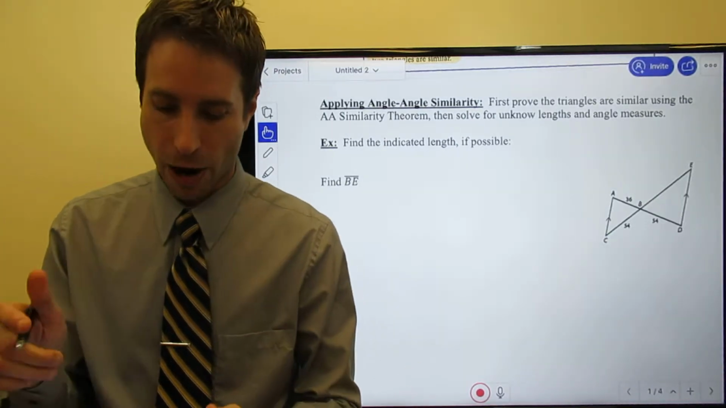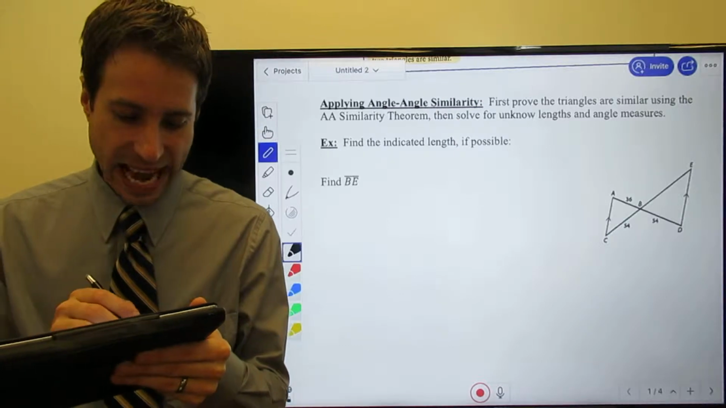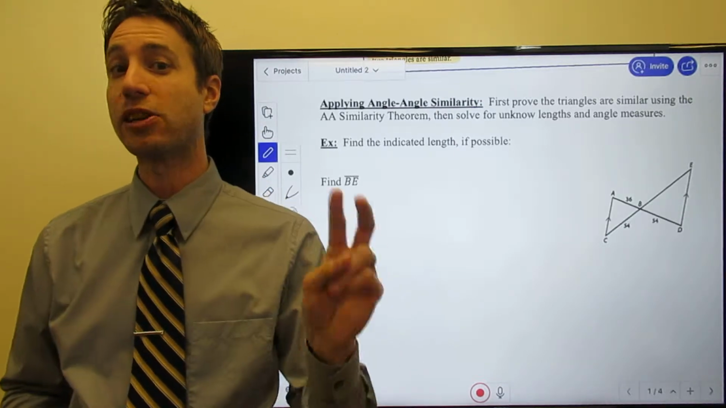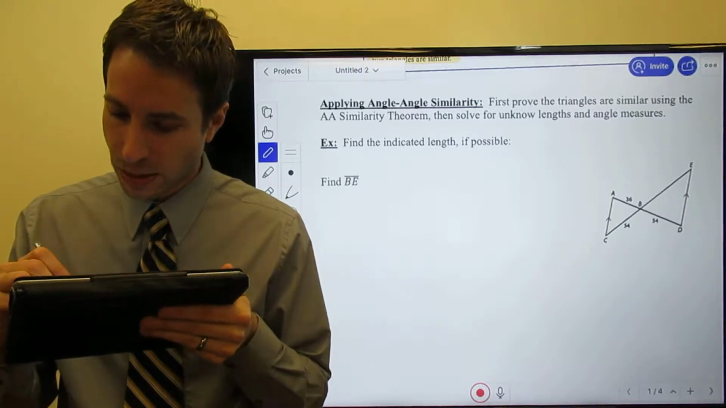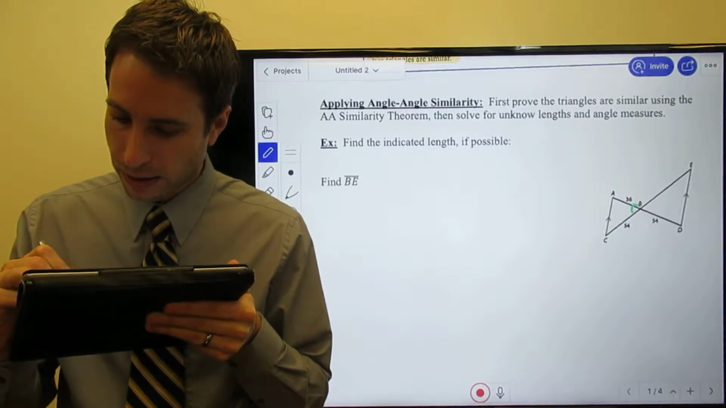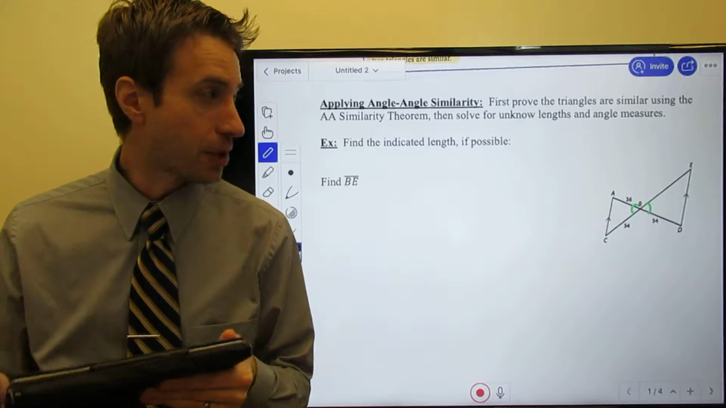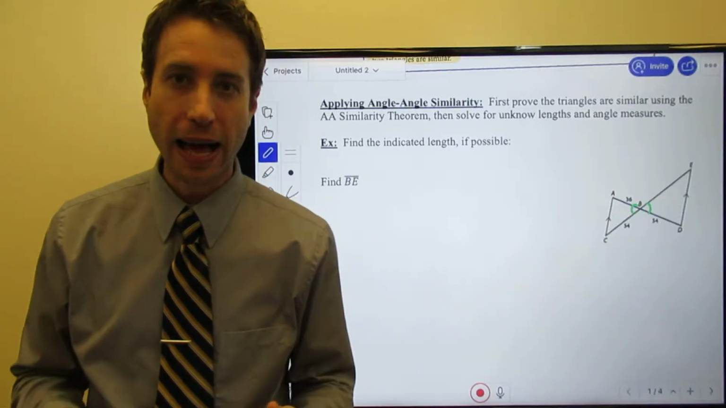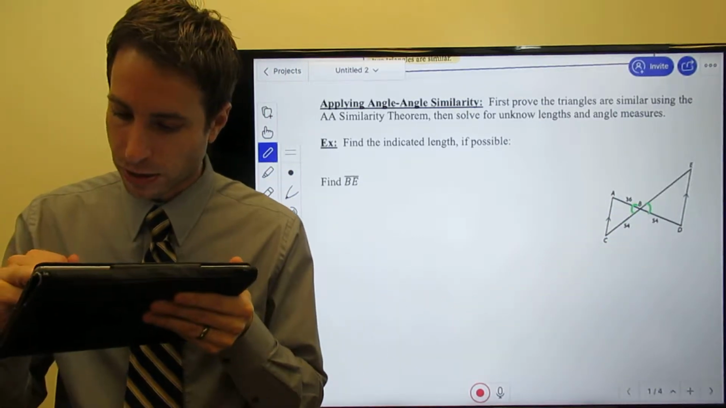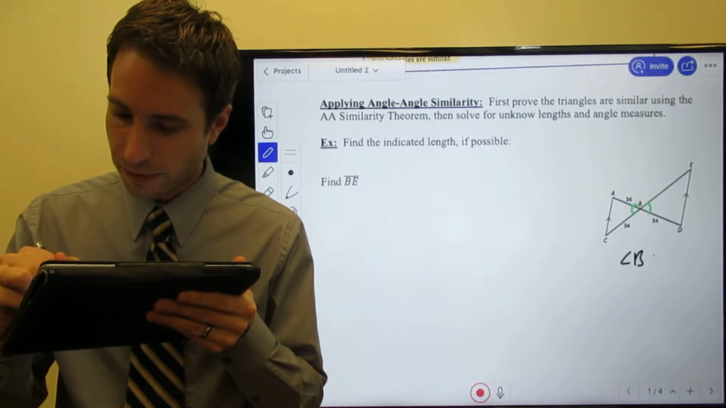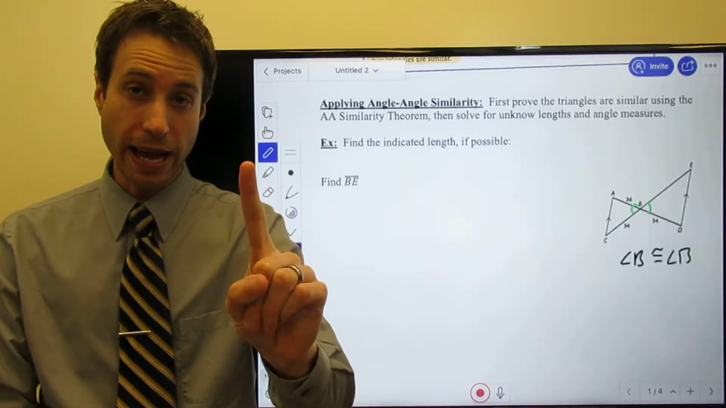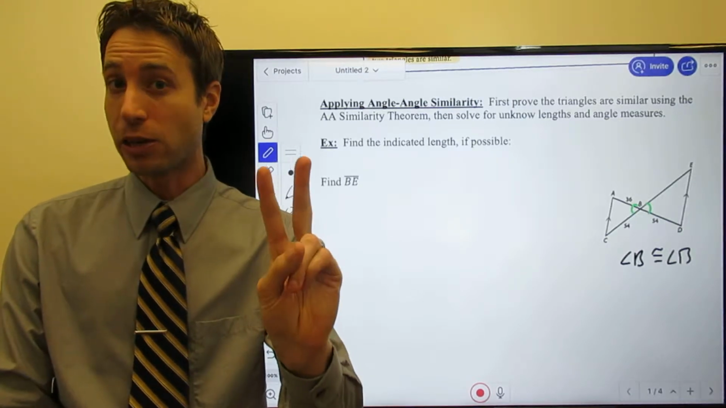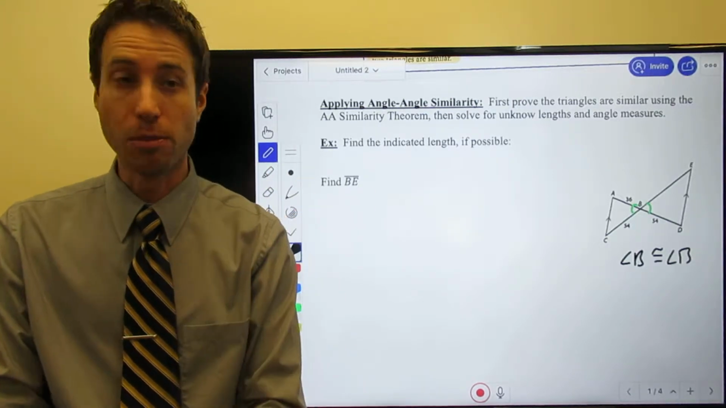Well, let's find out. Again, in order to apply the angle-angle theorem, I have to be able to prove that two corresponding angles are congruent, and here's an easy one. Going back to a previous chapter, I know that vertical angles must be congruent. So angle B is of course congruent to angle B. There's one angle. I only need one more.